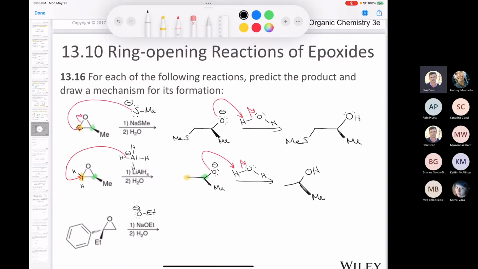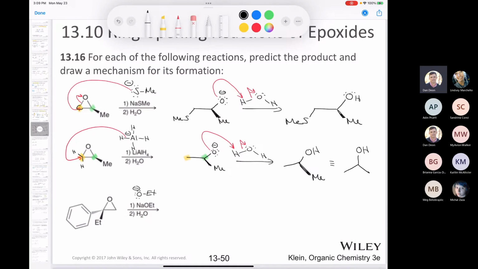The answer is no. There are no stereocenters in here at all. And since there's no stereocenters, there's no need to draw this as a wedge. Kind of pointless. So let's draw it just like this. It's just isopropyl alcohol. And then for the last one, same rationale as before.